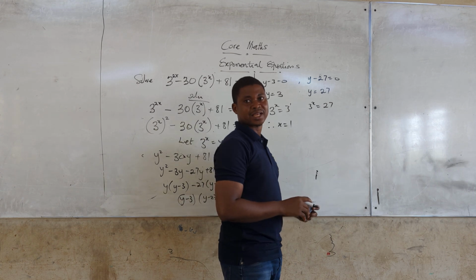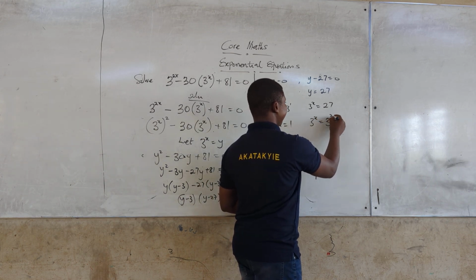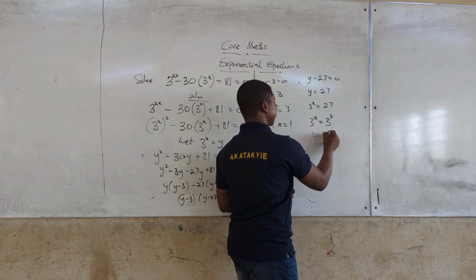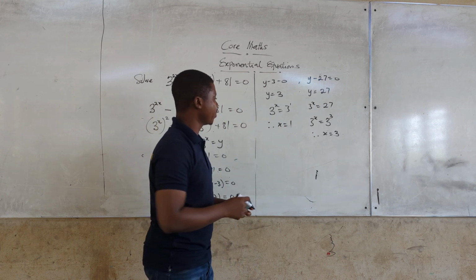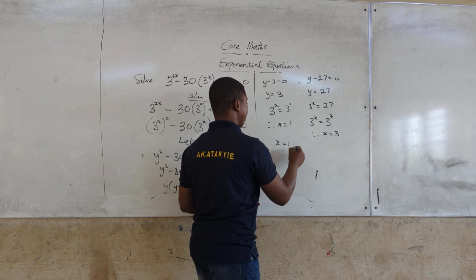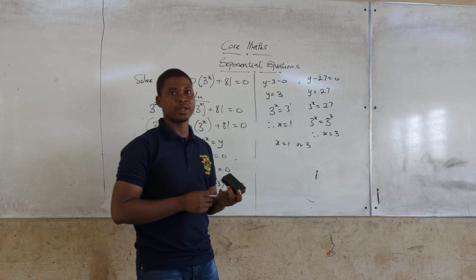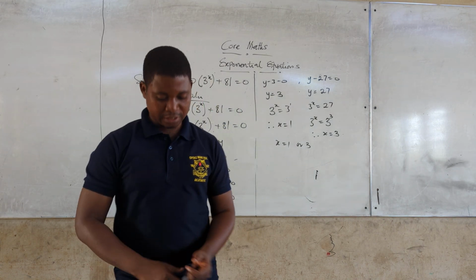But when you go to the other side, you can have 3 to the power x is equal to 3 to the power 3, because 3 to the power 3 is 27. Therefore, x is equal to 3. So looking at our solution, we can say that x is equal to 1 or 3. And that is the solution of that question.